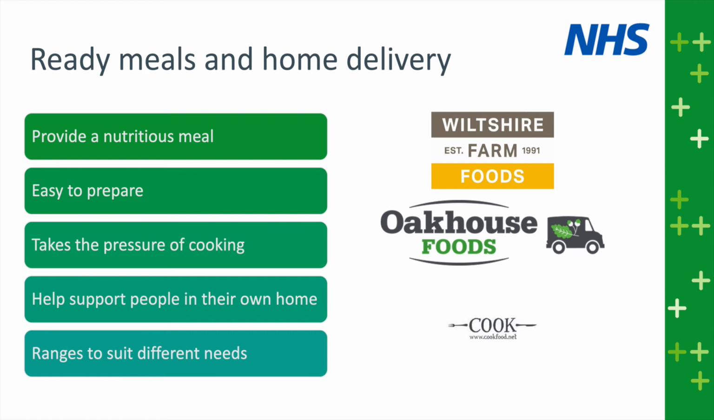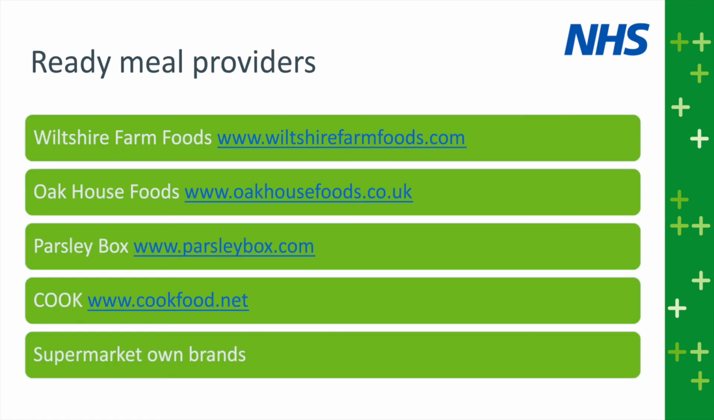Now, you can get some ready meals from lots of different supermarkets, but also you can get some home delivery of these ready meals from providers such as Wiltshire Farm Foods, Oak House Foods, Parsley Box, which includes ready meals which can be kept in the cupboards, therefore don't need to be kept in the fridge or the freezer. So if you're limited on space, that can be quite helpful. And also Cook provides some ready meals as well as supermarket owned brands.